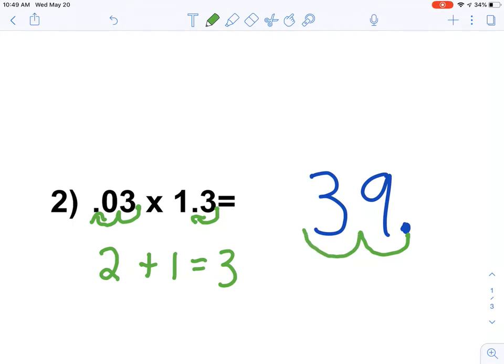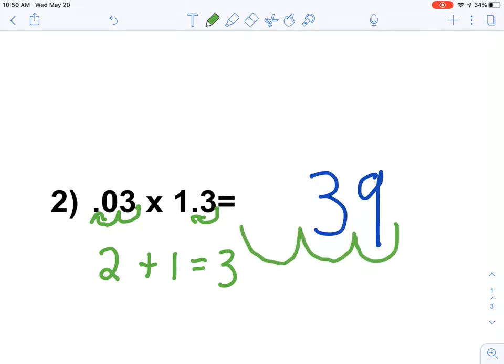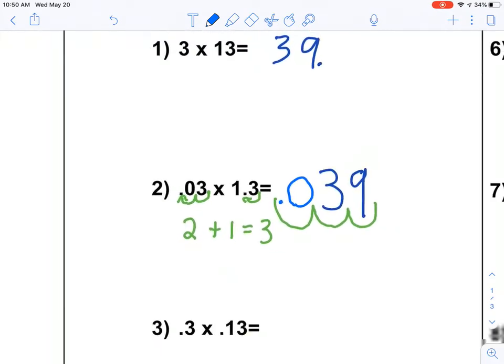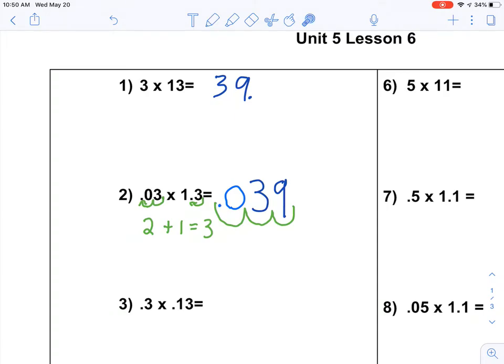1, 2, 3. Let me just go ahead and bring that back, and we're going to do that again just so that we can visualize it. 1, 2, 3. So what's our answer ultimately? Well, if we have a space here, remember we must put a placeholder. So our answer is going to be 0.039. Okay, so how did we do that? Well, we moved it twice here, once here. So twice plus once equals 3. That's why we moved it 1, 2, 3 places on that factor.